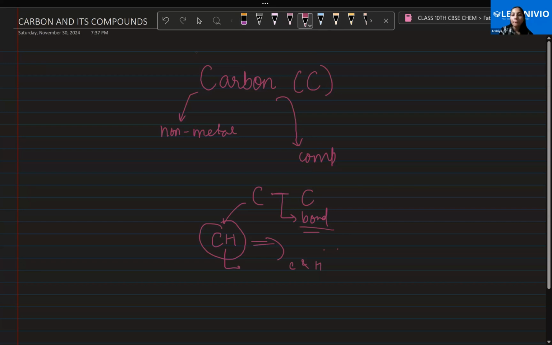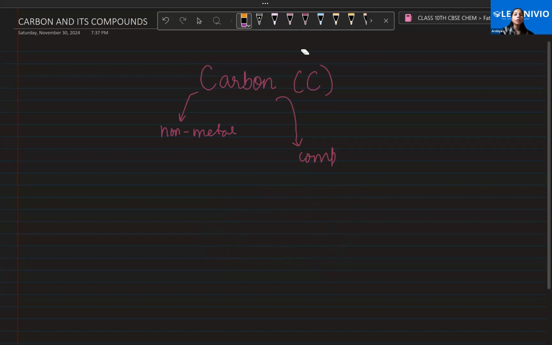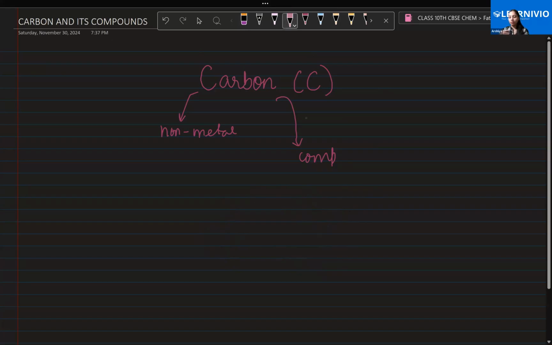Ma'am, so basically a chain is when a carbon joins with a carbon, and a bond is when carbon joins with any element or itself? Yes, basically a link between the two elements is called a bond. So the symbol for carbon is C. It is a non-metal. It is a naturally occurring element, so it occurs naturally.